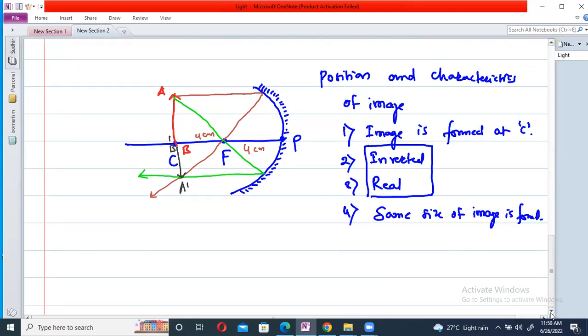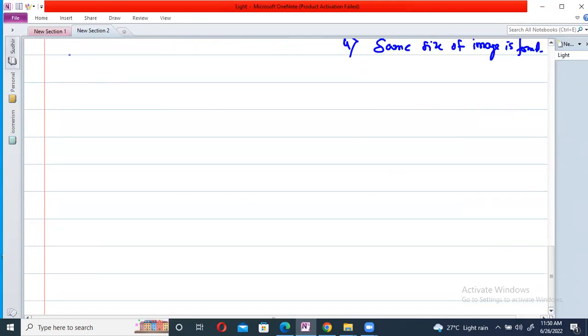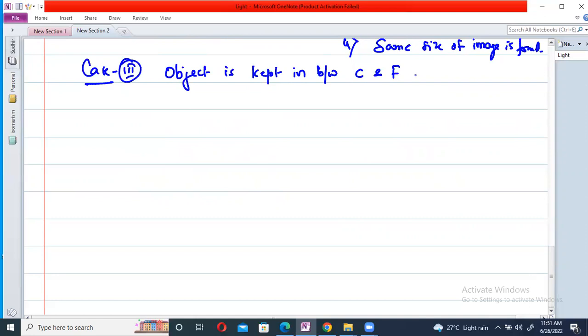Now we can say it's case 3 now. In case 1, what did we do? We kept the object beyond C. In case 2, we kept the object at C. Now in case 3, we have to keep the object in between C and F. The object is kept in between the center of curvature C and the focus F. This is case 3.